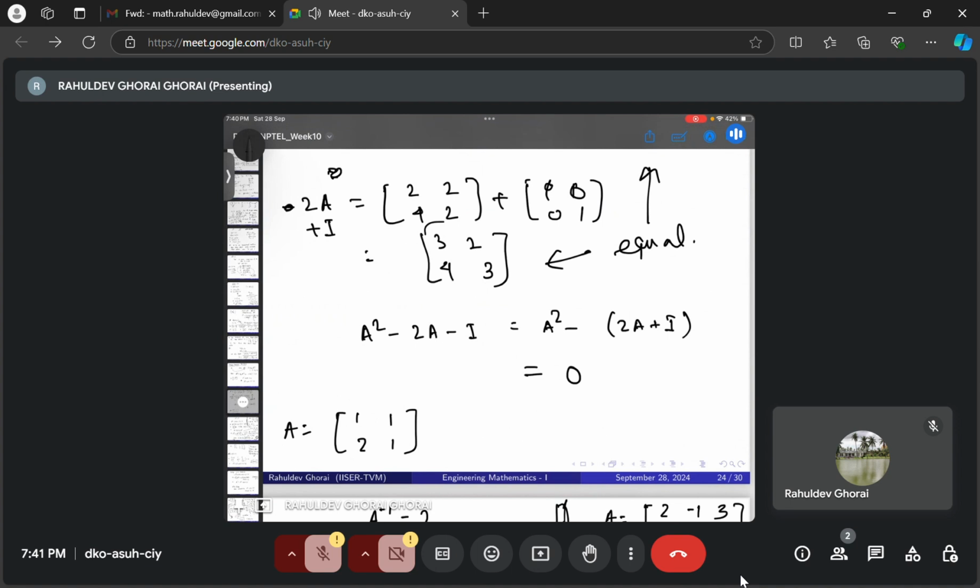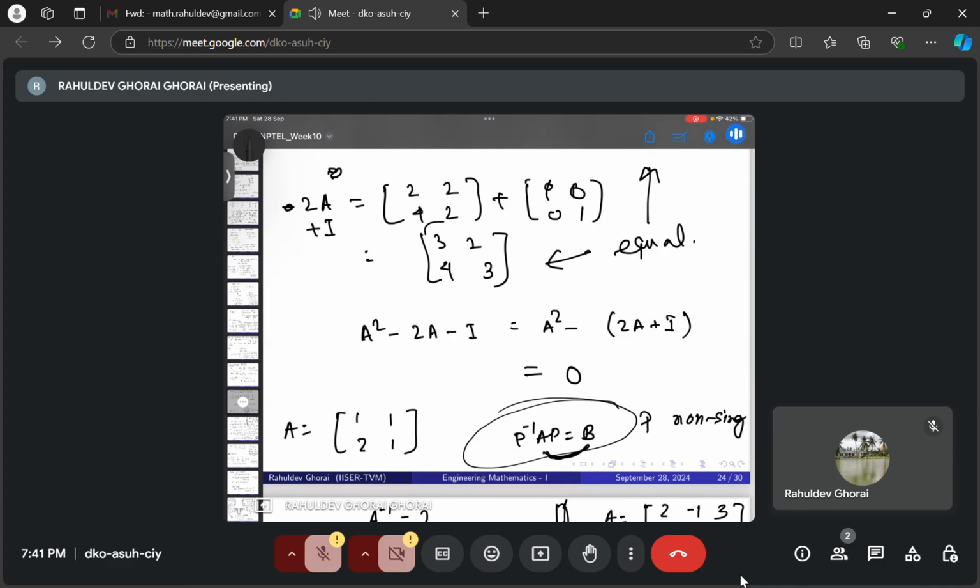When you get P inverse AP is equal to B, some other matrix, then we say these two matrices are similar. P has to be some non-singular matrix. So when P inverse AP is a diagonal matrix, the matrix is similar to a diagonal matrix, and thus the matrix is diagonalizable.